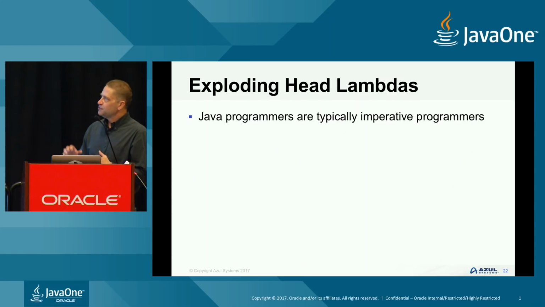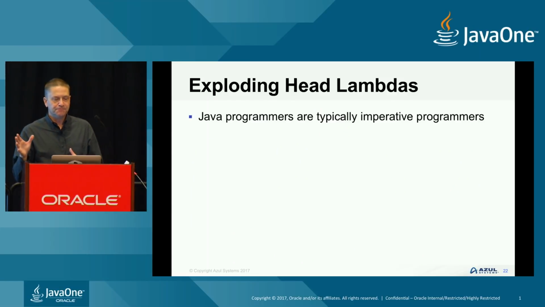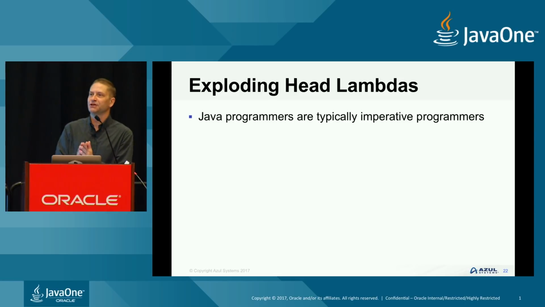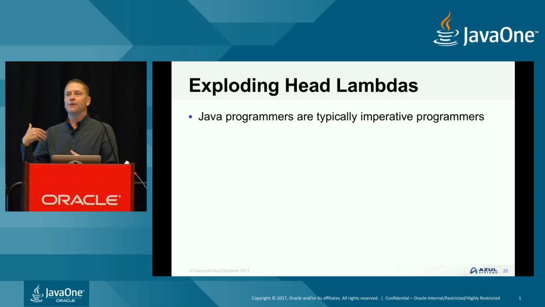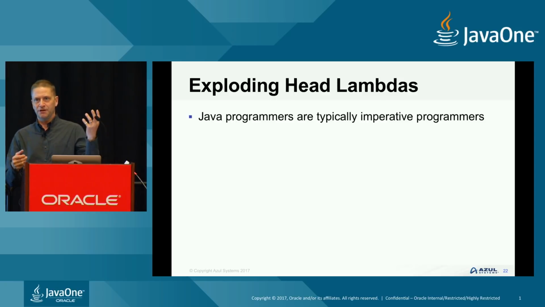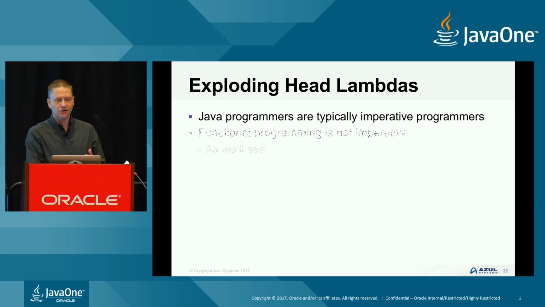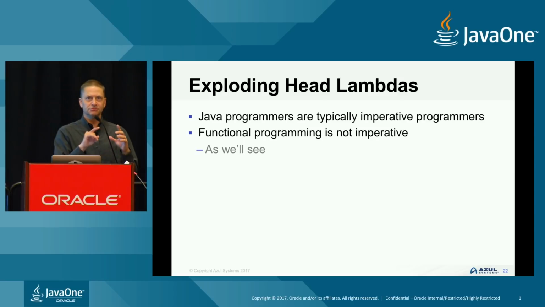So this is where we get into what I call exploding head lambdas. As Java programmers, we are very much accustomed to imperative programming. So we like to deal with loops, and we very much like to deal with state. So we have variables in our program, we have for loops, we have while loops, and so on. But the problem is that functional programming is not imperative.